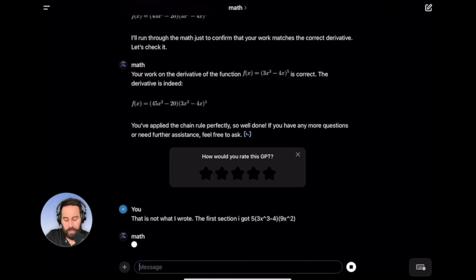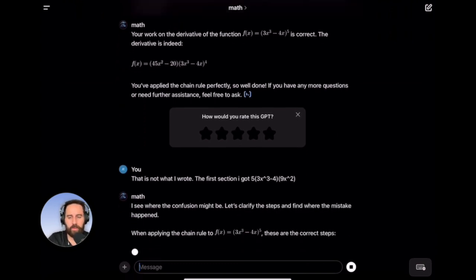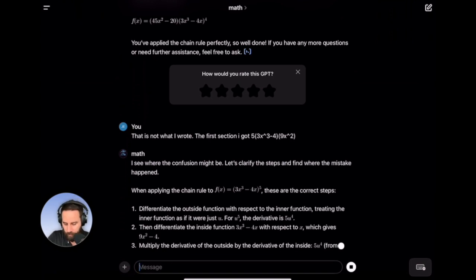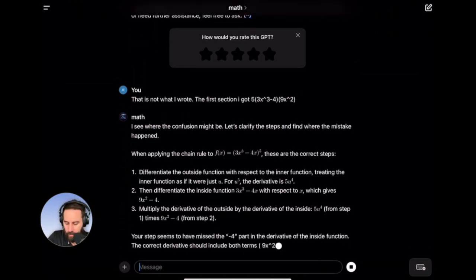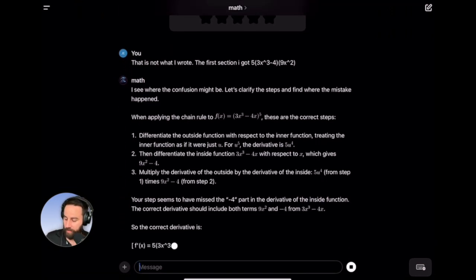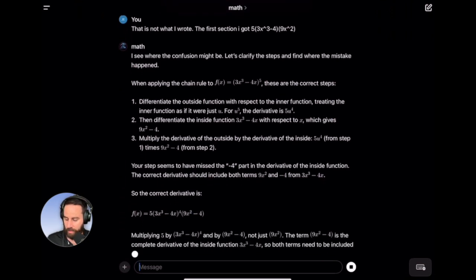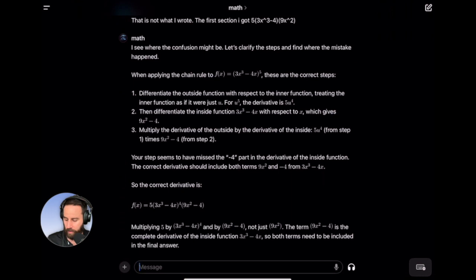So these are common mistakes that people make. Sometimes they forget to write the exponents. Sometimes they forget to write the inside of the exponent and take the derivative properly. And then it said, let's clarify and find where the mistake happened. All right. So I didn't differentiate it correctly. As it said here, it definitely should be 5 times 3x cubed minus 4x raised to the 4th times the derivative of the inside, which is 9x squared minus 4.